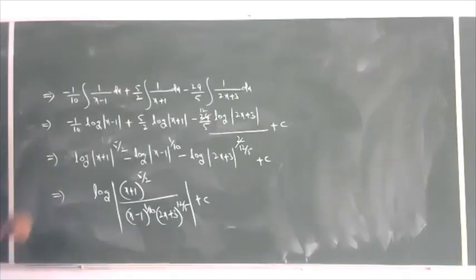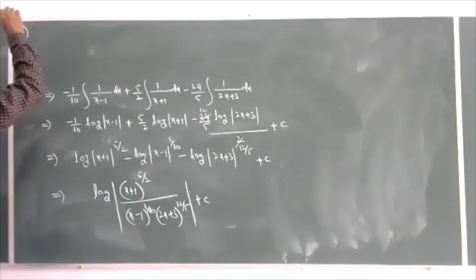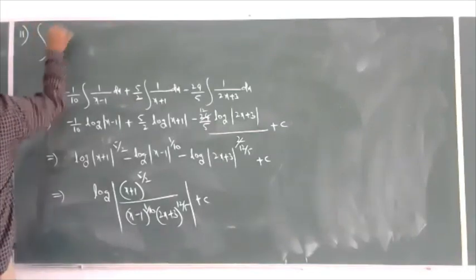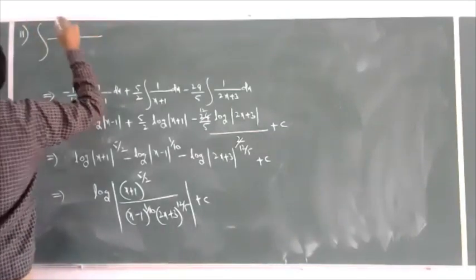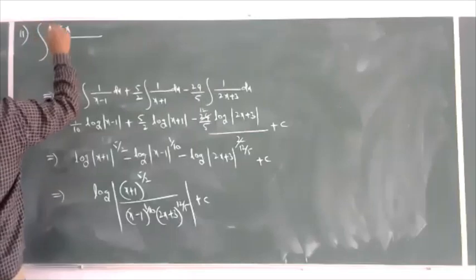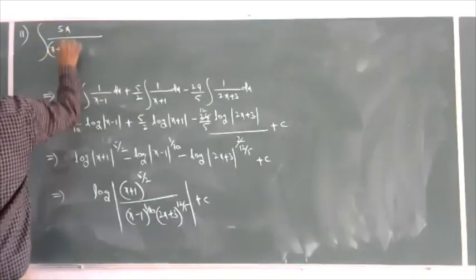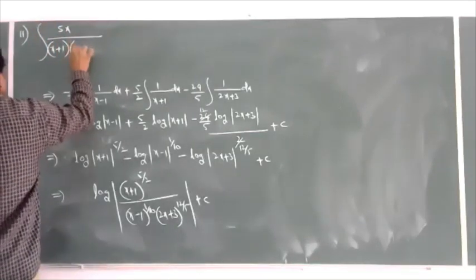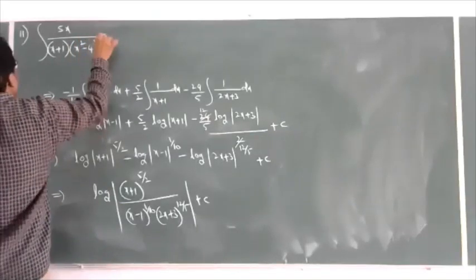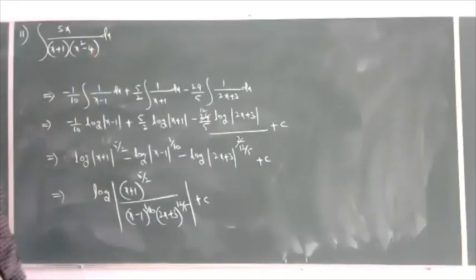This is the 11th problem. Same process. Integral of 5x by (x plus 1) into (x square minus 4) dx.